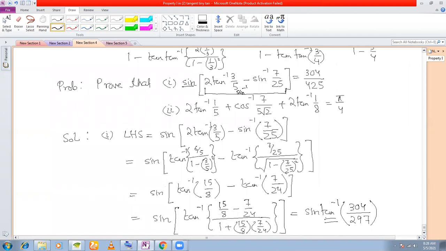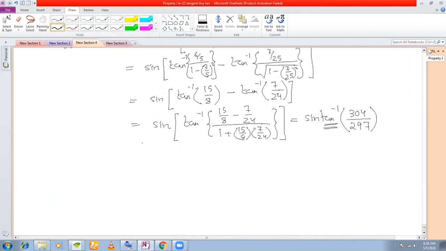So we convert this tan inverse here to a sine inverse. Okay, how do you convert? I say let theta be equal to tan inverse 304 by 297. That means I get tan theta is equal to 304 by 297. Now you can draw a triangle and do it.